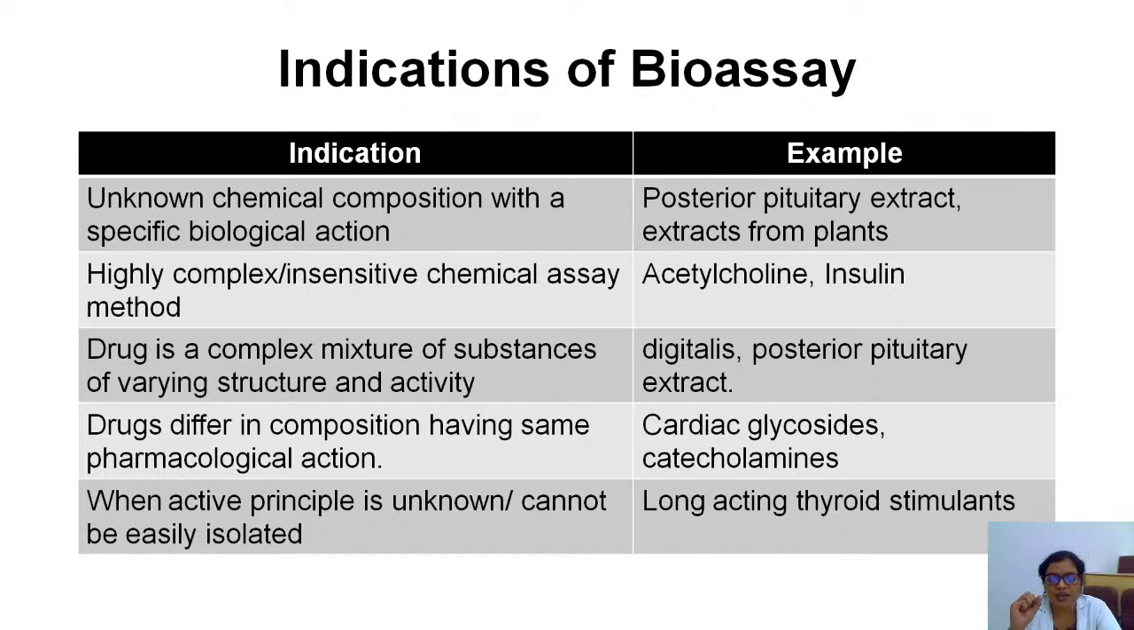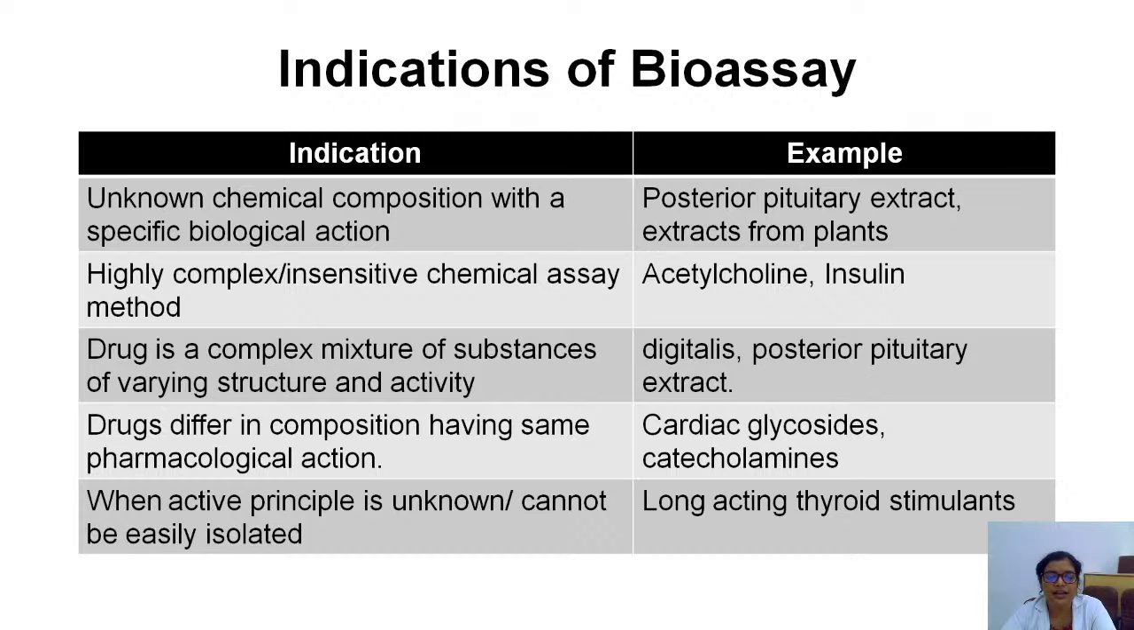Because in the case of biological drugs, it also depends on the source from where you are extracting it. So when the chemical assays are insensitive or highly complex, the examples would mainly be the biological drugs. Again, the next example would be if a drug is a complex mixture of substances of varying structure and activity. Similar to the first indication, you don't know the chemical composition, or although you know it, it is a mixture of substances of different types, especially in plant extracts or in the posterior pituitary extract. All of them have different structure and different activity. So if you go on measuring them with chemical methods, it may not directly reflect the activity of that substance. So it's always better to go with the bioassay in such substances.